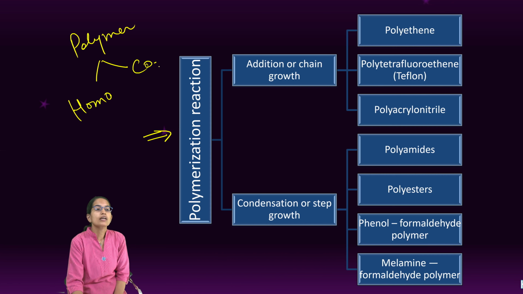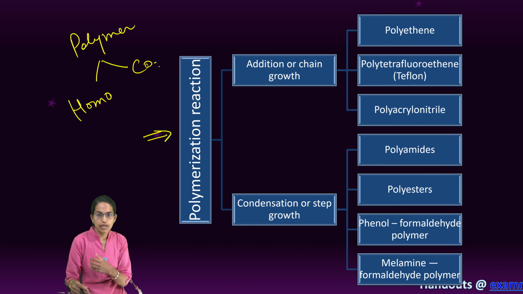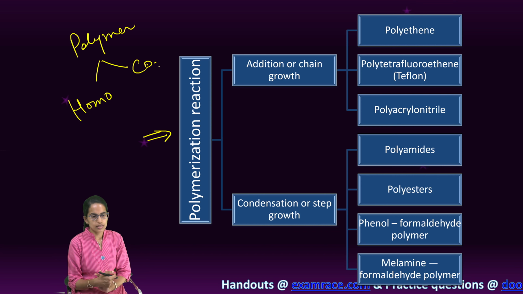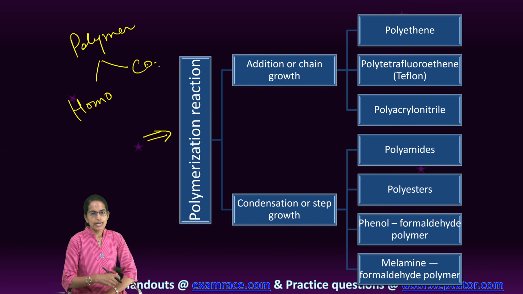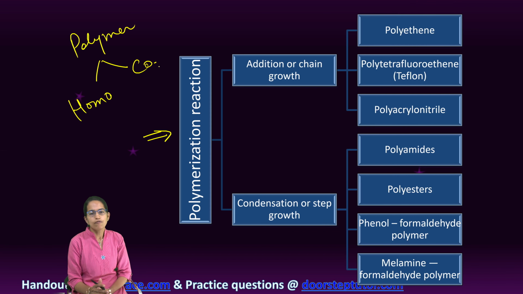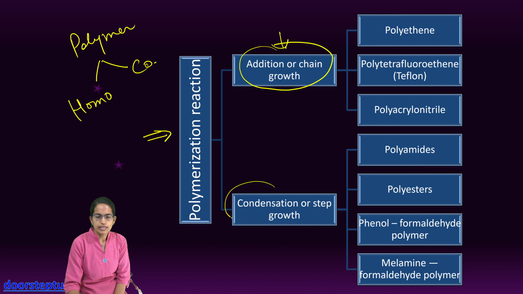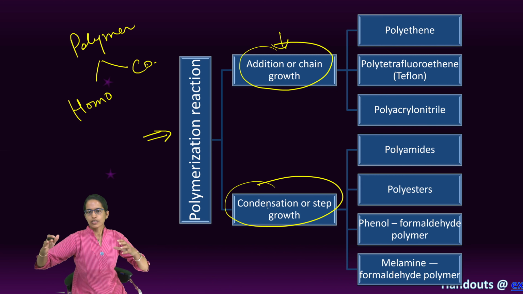However, they could be copolymers where the repeating units have one or more functional groups which are present. Now, this polymerization reaction can occur in two ways. The first one is the addition reaction, which is also known as chain growth. The other one is the condensation reaction, which is known as step growth. So chain growth is one after the other.